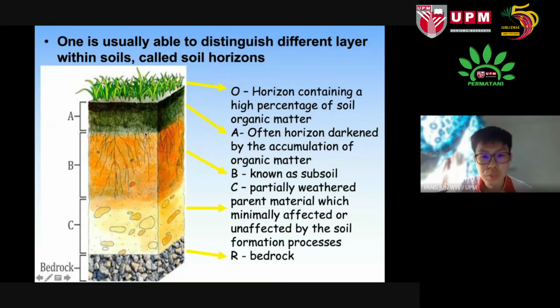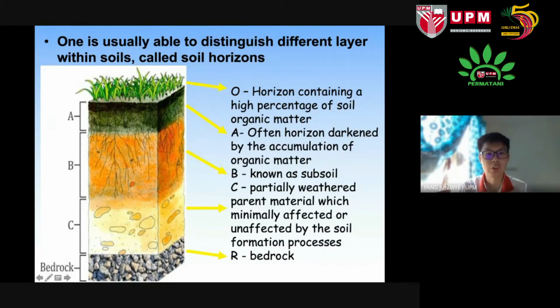All right, let's move to the next horizon, which is horizon A. Horizon A is often darkened by the accumulation of organic matter. The color of horizon A is dark as well, but it's not as dark as the O horizon. So how can the soil in horizon A be that dark? It is because it is transported from the O horizon.